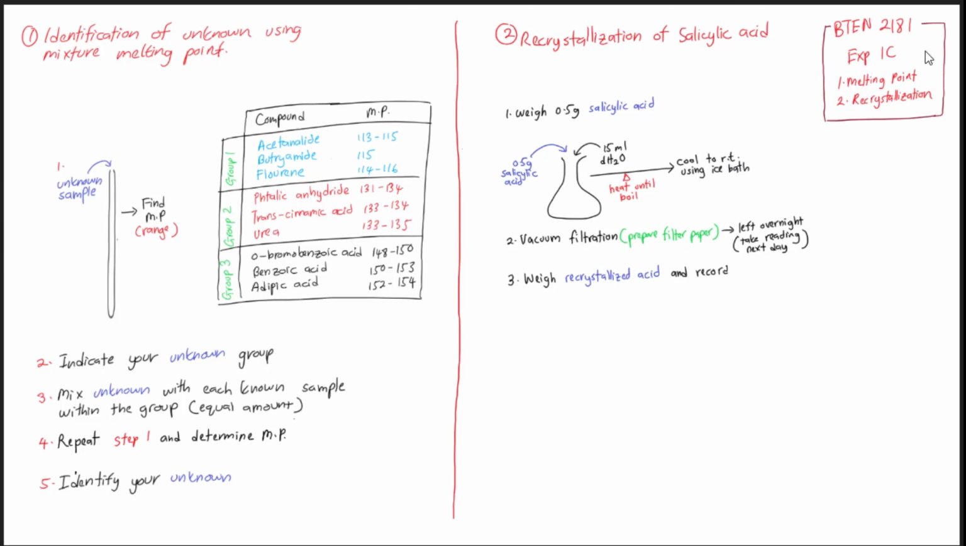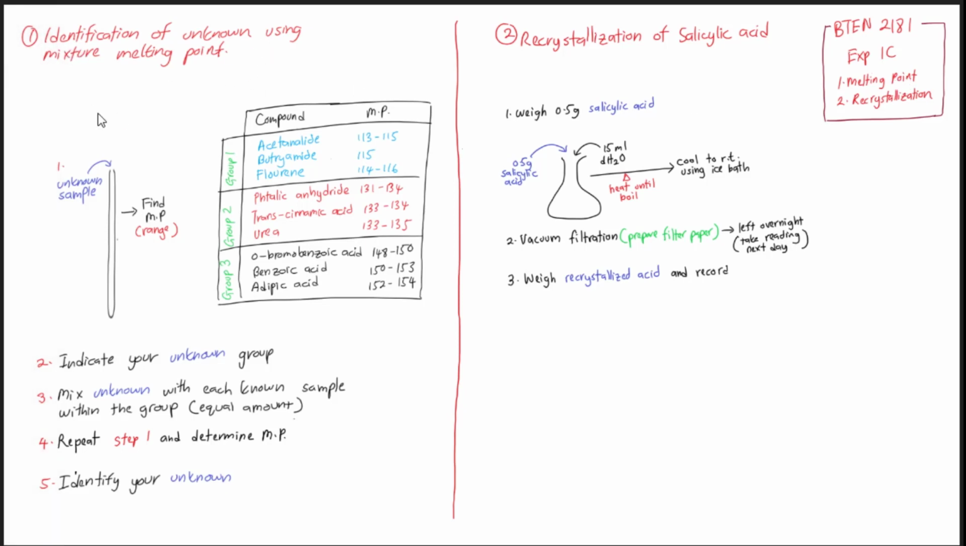First, today we will learn about experiment 1C, together with the TLC and also MP experiment. We will not do the TLC because that is your home video, but inside the TLC experiment there is also the MP experiment. MP stands for melting point. So I combine it here in experiment 1C. Basically we will learn two things. First, how to find the melting point of a substance. Second, how to do a recrystallization.